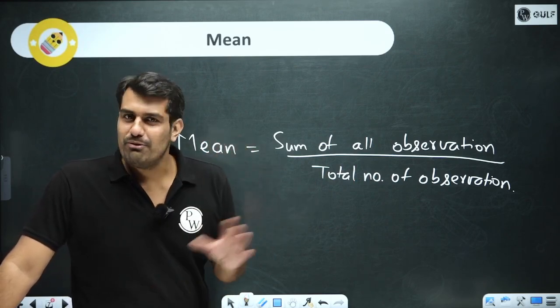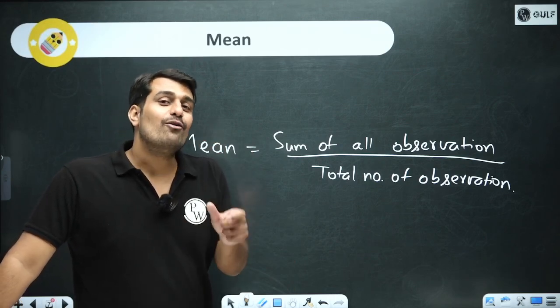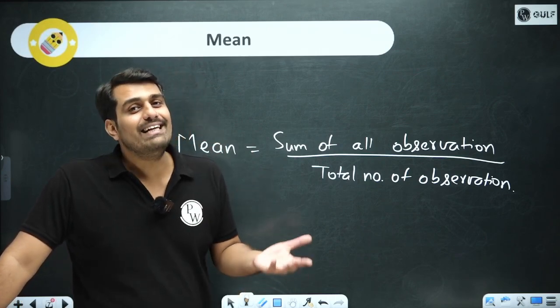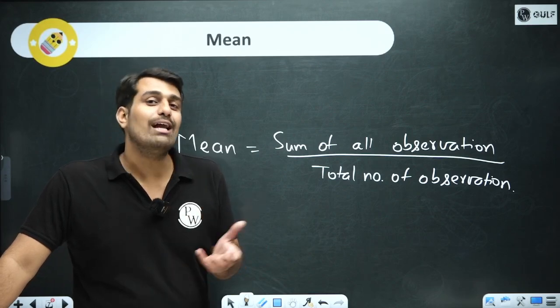This is what we have learned, and this is all we know about the mean. There's nothing new, to be honest, in the mean part. Just now we have seen the grouped data. So how can we deal with that grouped data? How are we going to calculate the mean in that case?